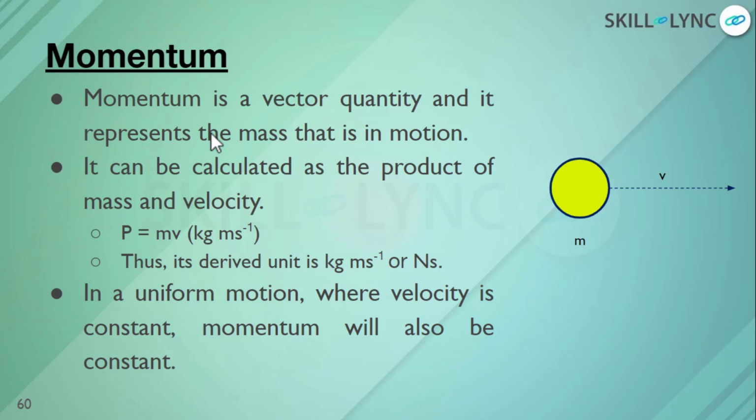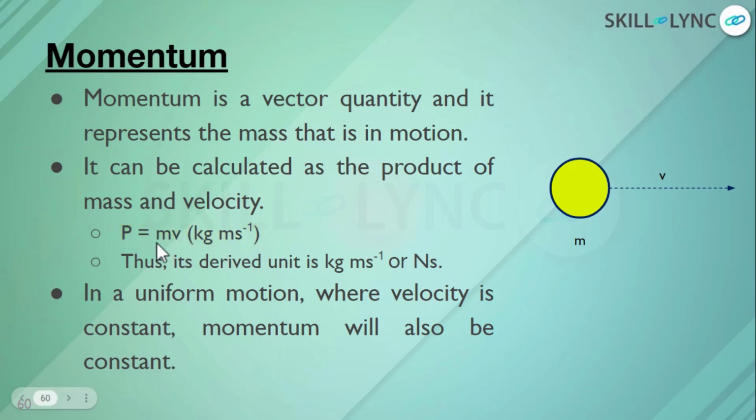What is momentum? Momentum is a vector quantity and it represents the mass that is in motion. It can be calculated as the product of mass and velocity. As we can see, this is an object of mass m moving with a velocity v. Therefore, momentum of the object can be written as P equals mv, where P is momentum, m is mass of the object, and v is velocity attained by the object.